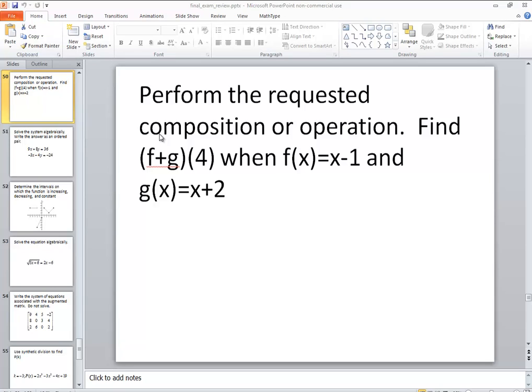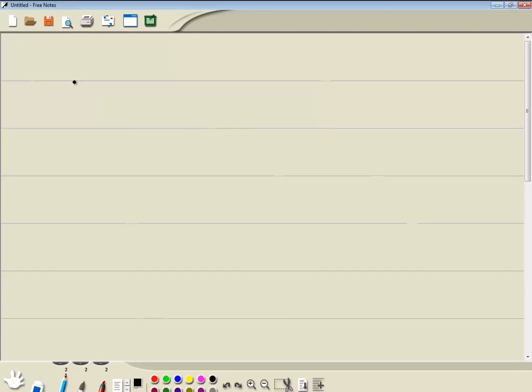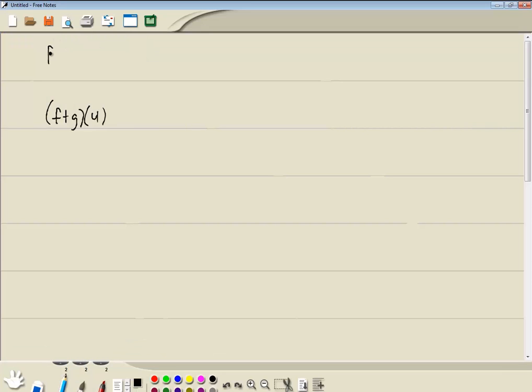Let's take a look at this problem. We want to perform the requested composition or operation. Find f plus g of 4 when f of x is equal to x minus 1 and g of x is equal to x plus 2.